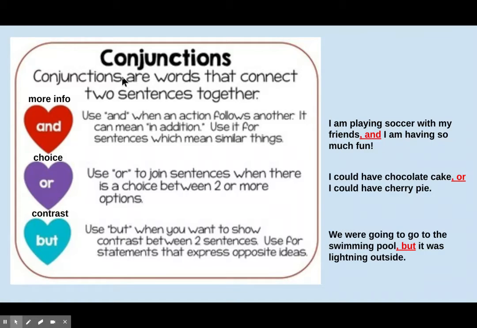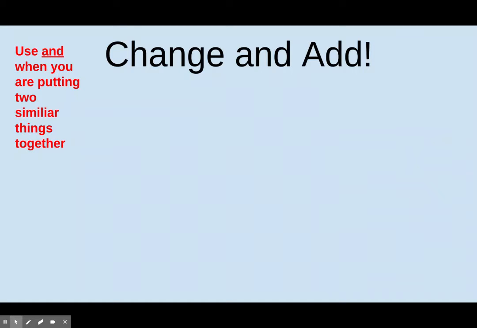All right. And if you notice, comma, conjunction, comma, conjunction, comma, conjunction. And make sure and take out that capital letter unless it's the I, which is always capitalized in your sentence. See here, it was lightning outside was the sentence, but I changed the capital and I made it a lowercase, and then I added my simple sentence. Okay. All right. So use and when you're putting two similar things together.